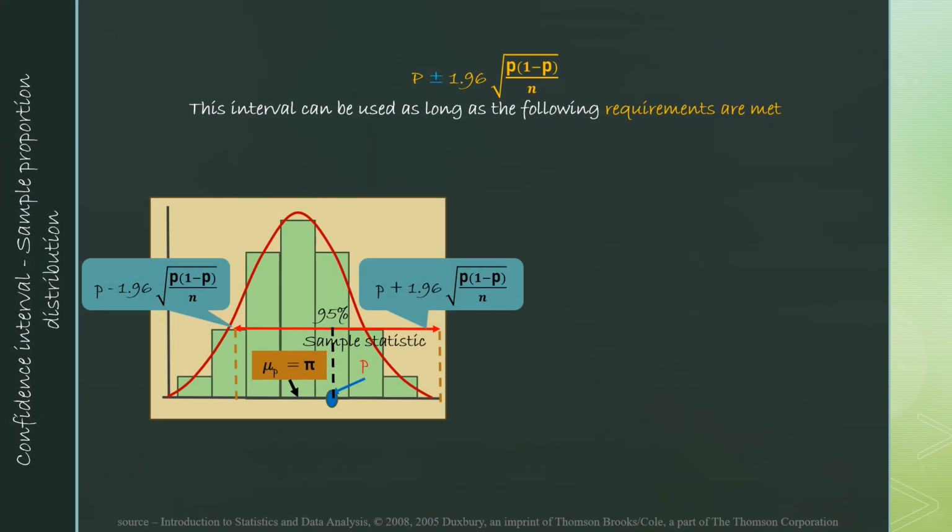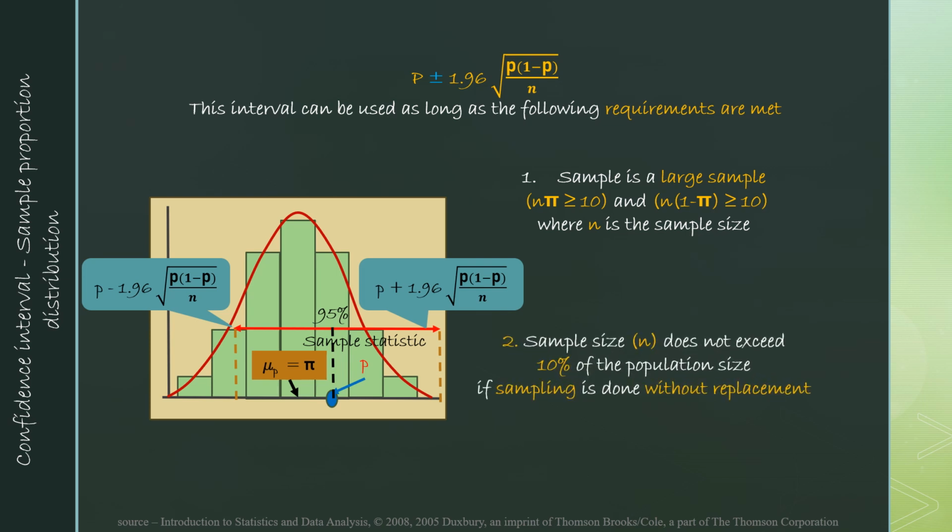This confidence interval p plus or minus 1.96 times square root of p multiplied by 1 minus p divided by n can be used as long as the following requirements are met. 1. Sample is a large sample, that is, n pi is greater than or equal to 10 and n multiplied by 1 minus pi is greater than or equal to 10, where n is the sample size and pi is the population proportion. 2. Sample size n does not exceed 10% of the population size if sampling is done without replacement. And 3. Sample is a random sample.